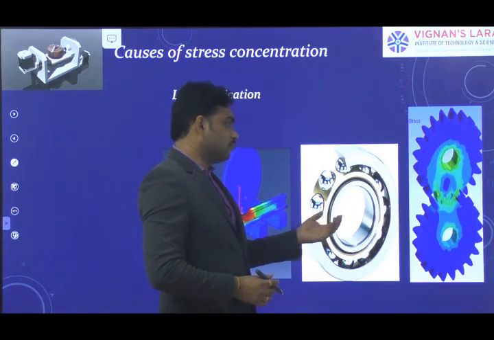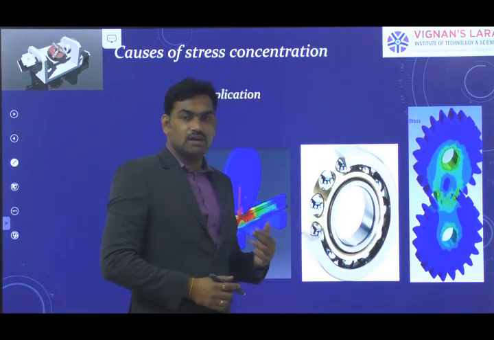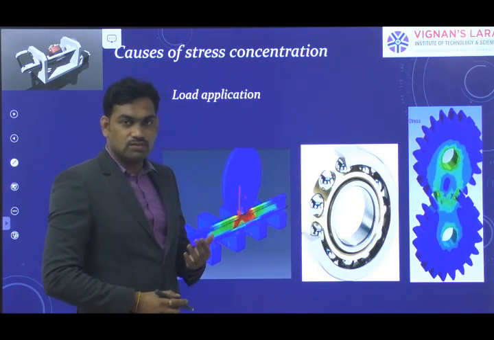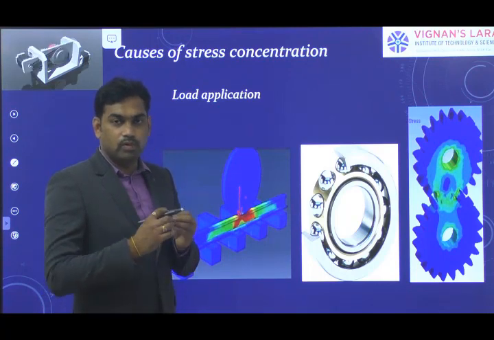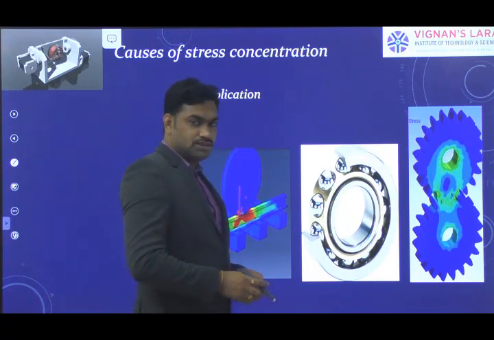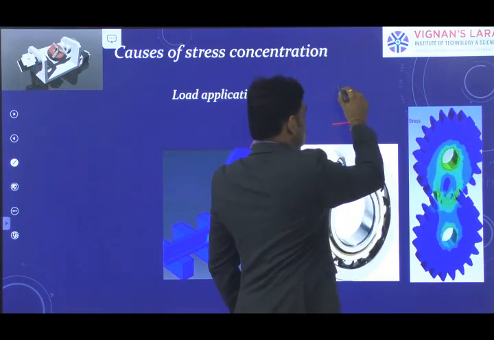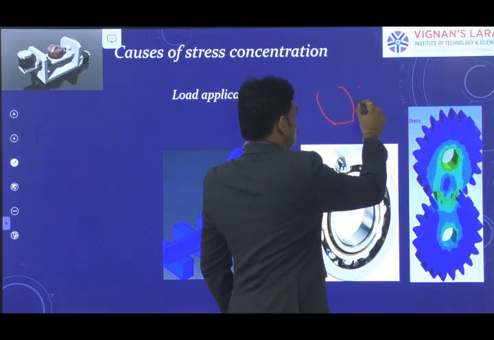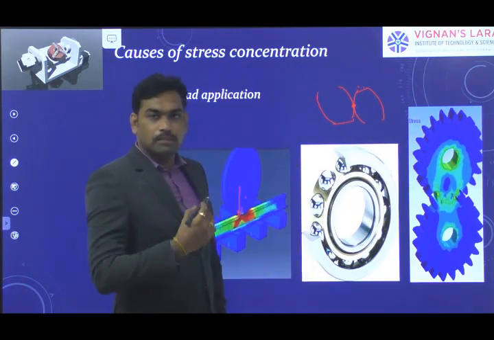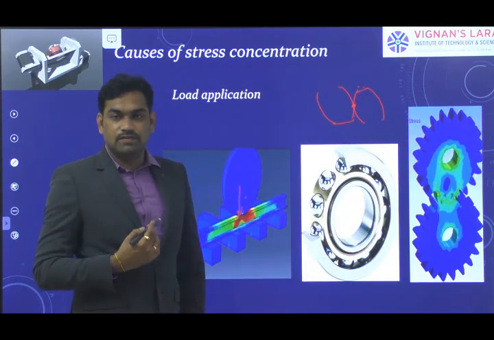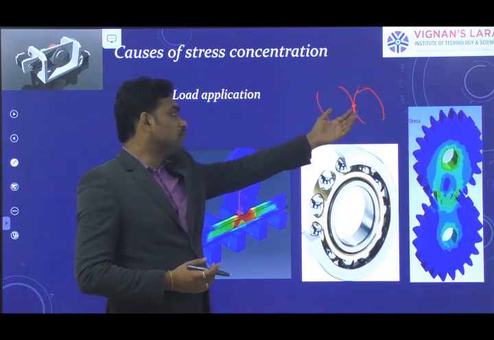Similarly, in ball bearings there is only a point contact between the balls and the races, at the inner race as well as the outer race, which causes stress concentration. Again it is a point load; the load is concentrated at a single junction. Similarly for gears, whenever the teeth mesh there is always a point contact. The total load is transferred from one gear to the other by the meshing of teeth at a single point.